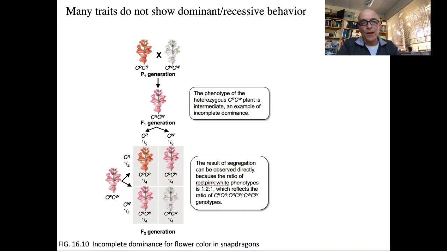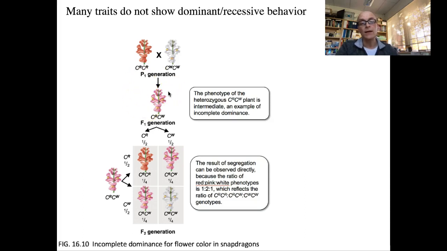Okay, not all genes are doing exactly this kind of behavior, the dominant recessive behavior. There are some genes, a number of genes, that show an intermediate phenotype. So this kind of intermediate genetics is called incomplete dominance. And you can see that in an example for snapdragon flowers. Here's a red one, here's a white one, and the F1 generation is pink.